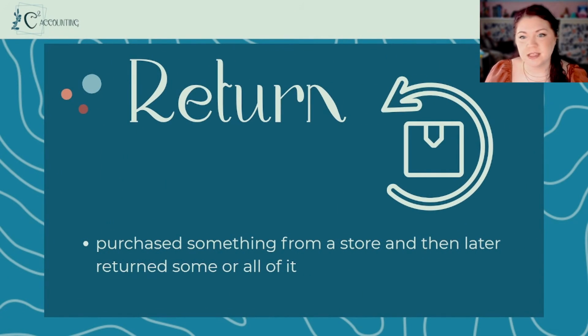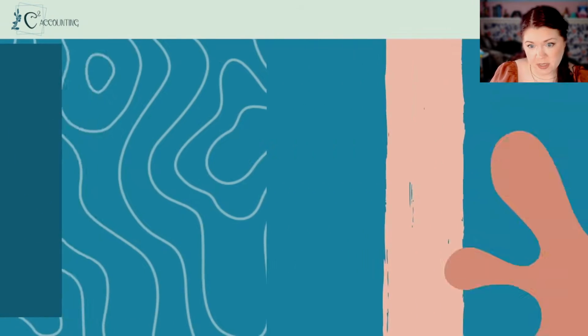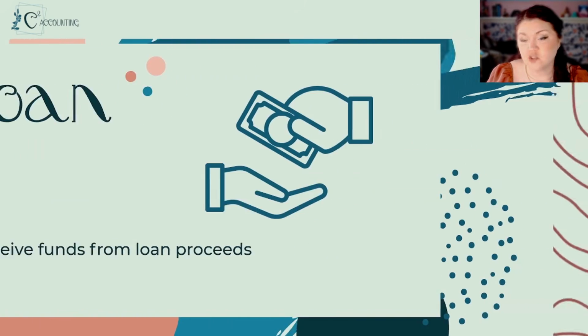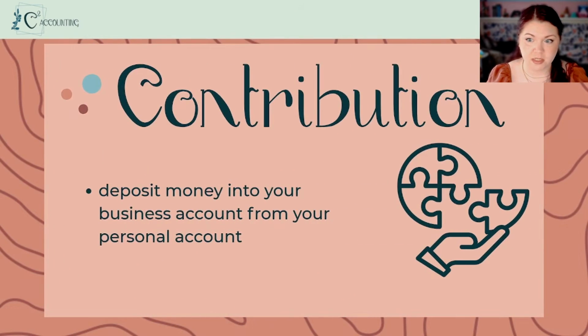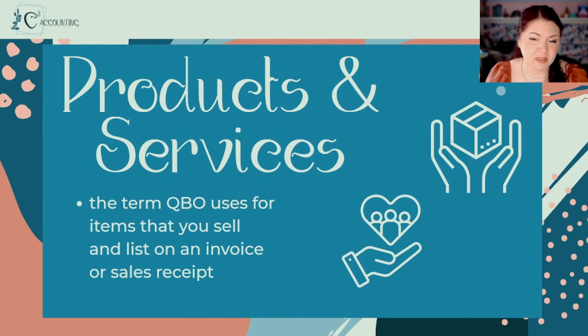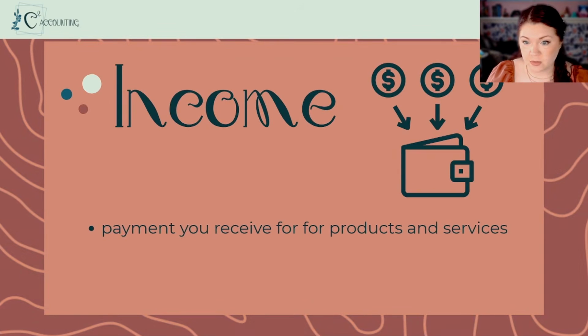A return is when you've purchased something from a store and later returned some or all of it and get a refund. A loan is when you receive funds that a loan precedes. A contribution is when you deposit money into your business bank account from your personal account. Products and services are the terms that QuickBooks Online uses for items that you sell and list on an invoice or sales receipt. Income is payment that you receive for your products and services.